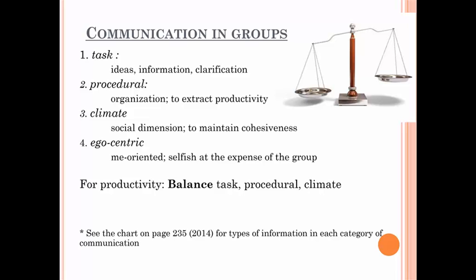For the best productivity, you actually do want to balance task, procedural, and climate. There are definitely cases where you get too much climate, too much social dimension, and you end up not spending as much time on task and procedural. What studies have found is that a group that is slightly less productive in the task and procedural and slightly higher in the climate than is ideal is still a group that gets along better and is more productive than a group that is all task and procedural and drops off on the climate. Because if you don't have that cohesion, the task and the procedural pieces are not going to go well. So ideally, you balance all three of those.